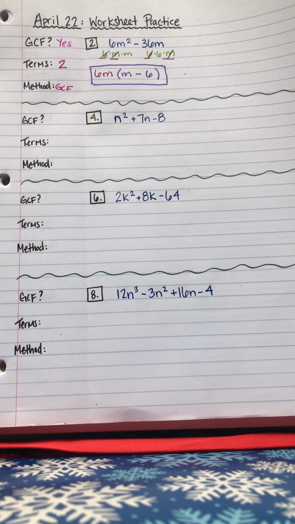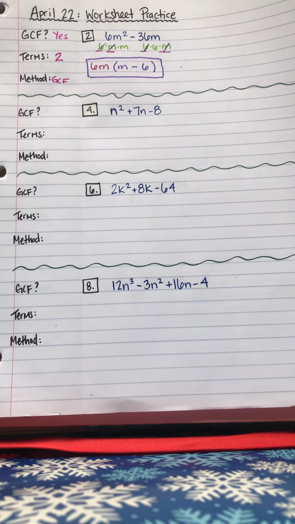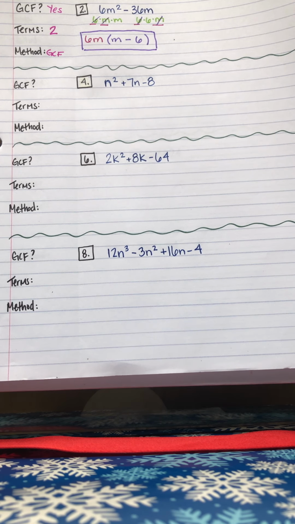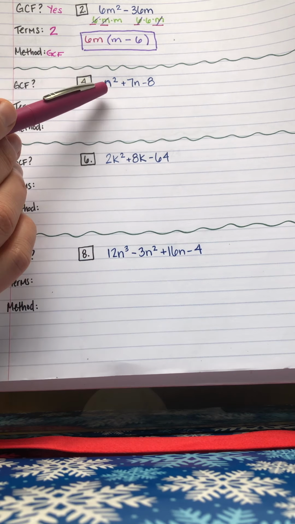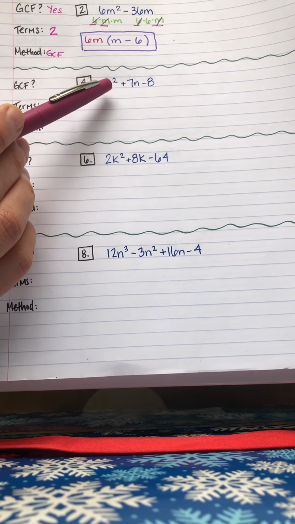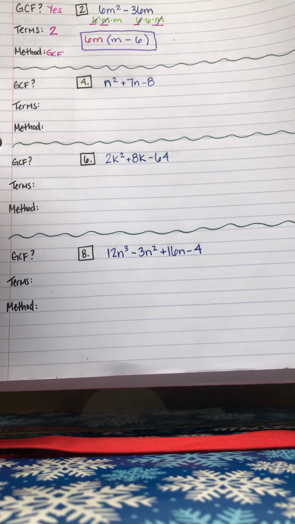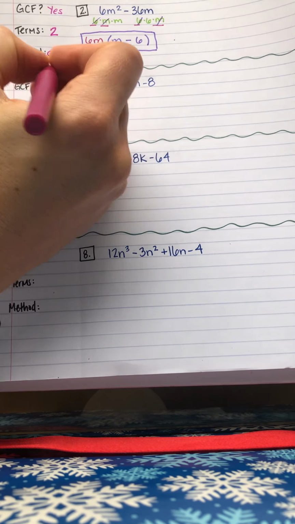Moving on to number 4. Asking ourselves the same series of questions again. We have n squared plus 7n minus 8. So first question, is there a GCF? First of all, there's no leading coefficient, so the only number that really goes into all 3 of these is 1. So no, there is no GCF here.